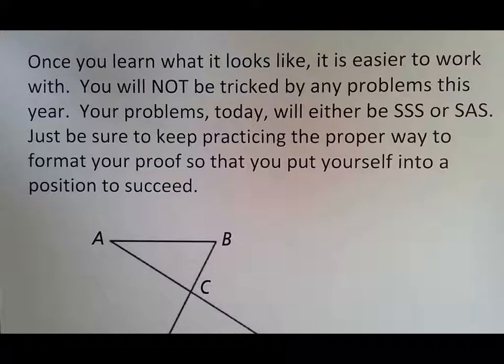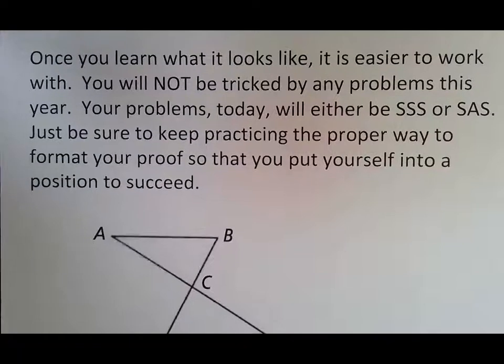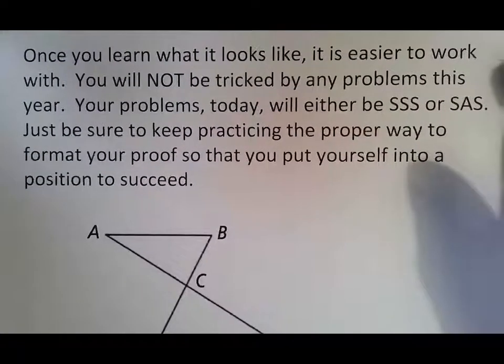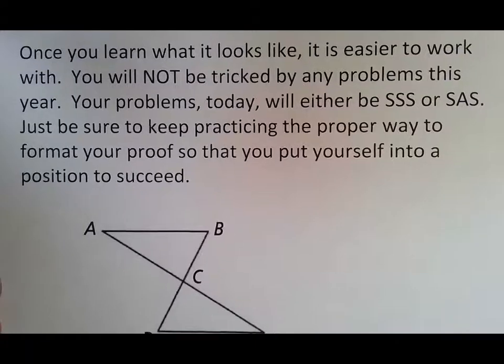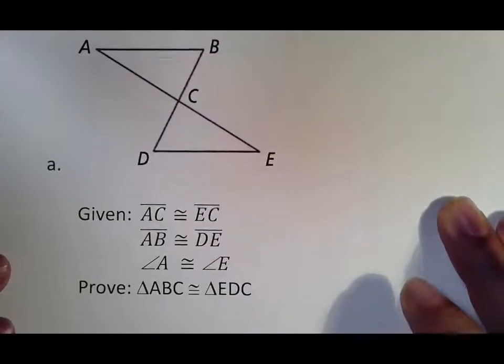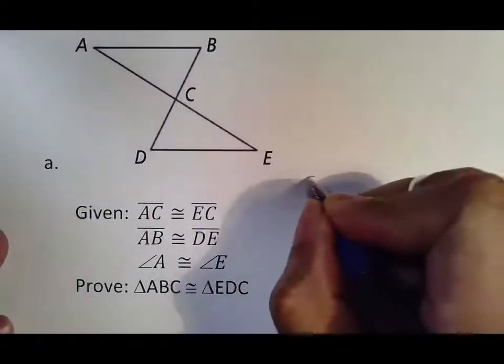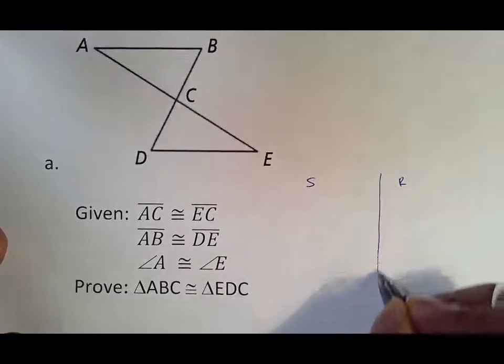Now, we might ask you to do some things on the worksheet that make you think a little bit, but in terms of assessments, you're not going to see something that looks like side angle side but is not side angle side. For the most part, if you see two sides and one angle, it's probably going to be side angle side. So just be sure to keep practicing the proper way to format your proof so you can put yourself in a position to succeed. These, I believe, are in the back, so I'm going to put this somewhere where we can actually see it.